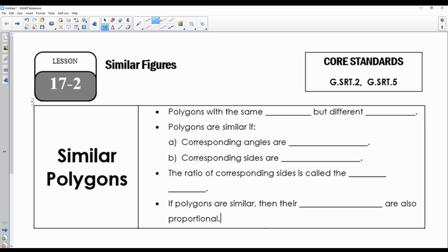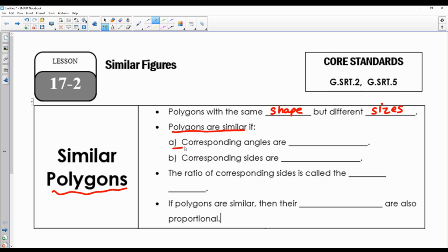So in order for something to be similar, those similar figures or similar polygons have the same shape, but they're different sizes. And so if it is triangles, one would be smaller than the other, or if it is a quadrilateral, one could be bigger than another. But there's two criteria to meet in order for polygons to be considered similar.